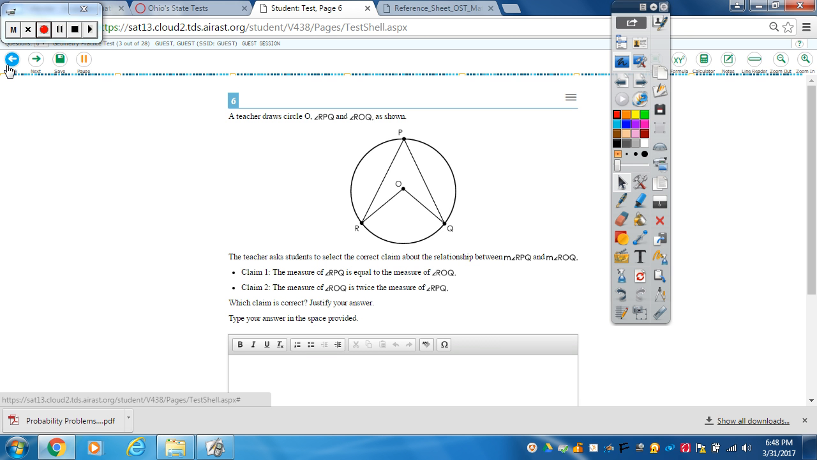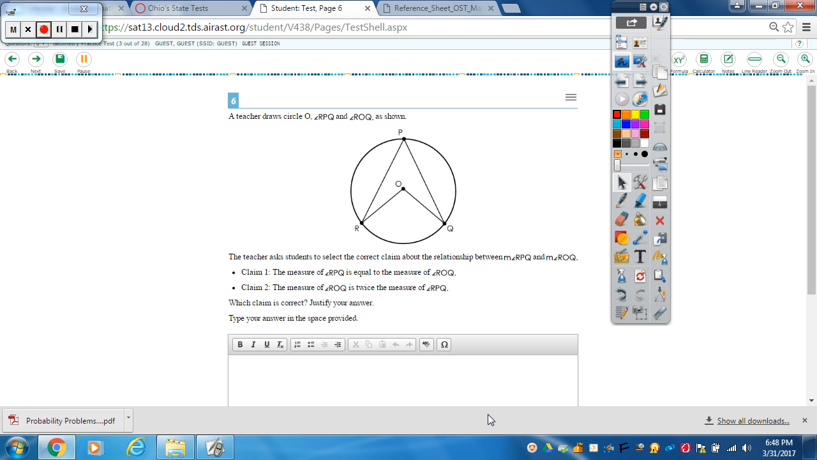Claim number 1 is that the measure of angle RPQ is equal to the measure of angle ROQ. Now again, you can't do this for all problems, but if you look at this, is this angle right here equal to the measure of this angle right here? I certainly hope you can just look at that and know that's not true. Obviously, angle ROQ is a larger angle than angle RPQ. The second claim is this: the measure of angle ROQ is twice the measure of angle RPQ, which is true. We're going to prove that. Which claim is correct? Obviously, it's claim number 2. Justify your answer. Type your answer in the space provided.